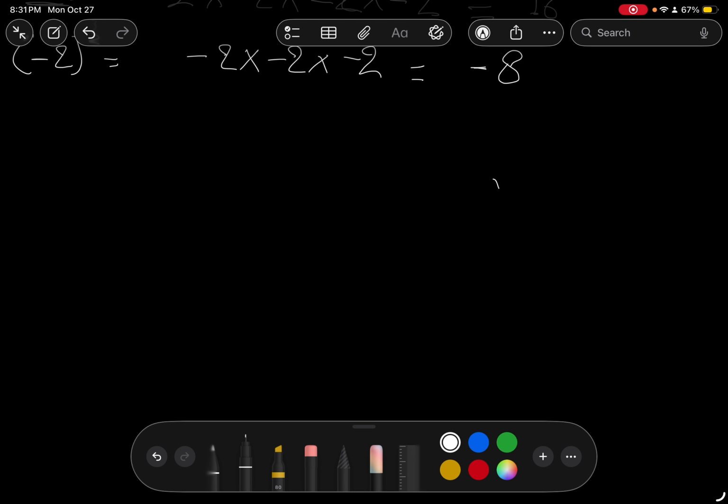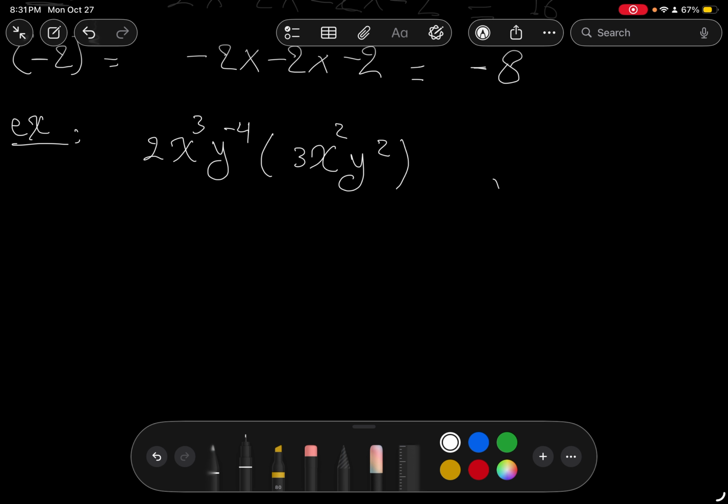We have another example. After this hint, I'm going to solve this example. Solve the expression 2x to the third, y to the negative 4, times 3x to the second power, y to the second power. So easy. We should solve it together.